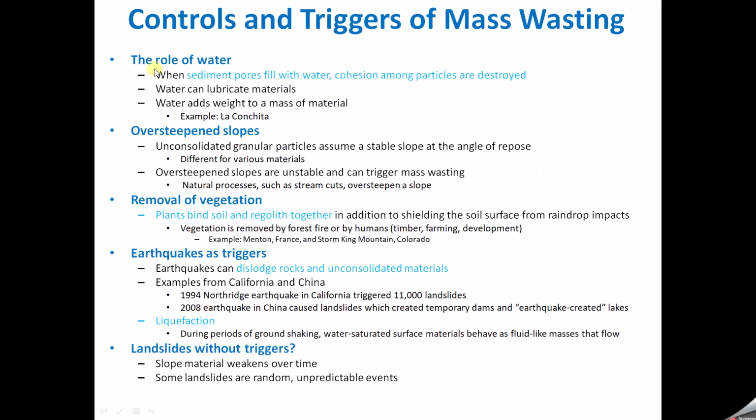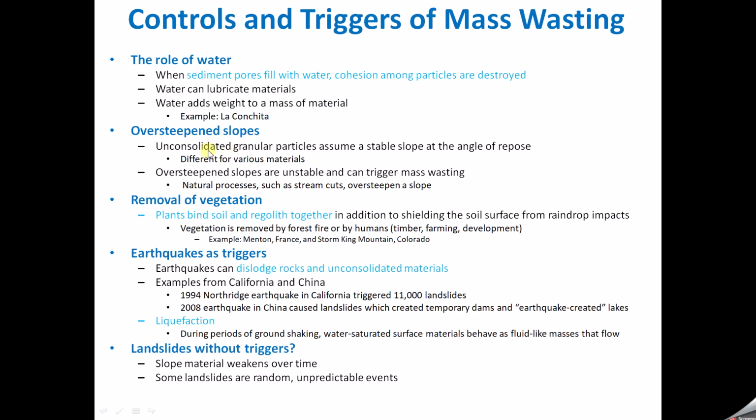Controls and triggers of mass wasting: the role of water, oversteepened slopes, removal of vegetation, earthquakes as triggers, and landslides without triggers. So, role of water. When sediment pores are filled with water, cohesion among particles is destroyed. And water can lubricate materials. Water adds weight to a mass of material. So particles, when they are saturated with water, lose the cohesion force and become loose. And that will help gravity to transport them.